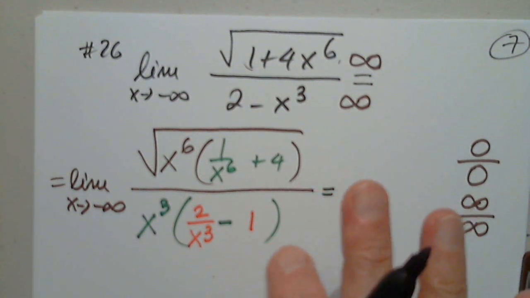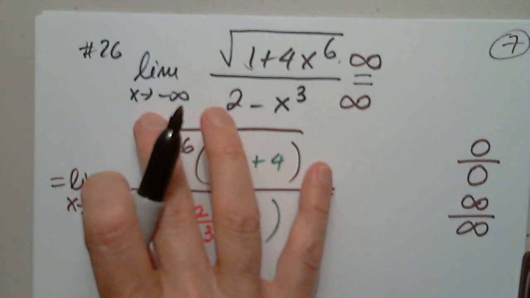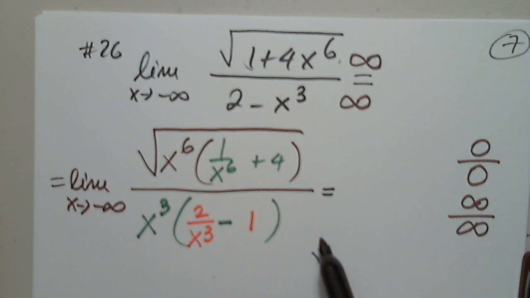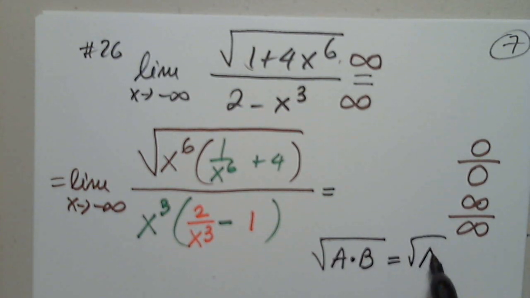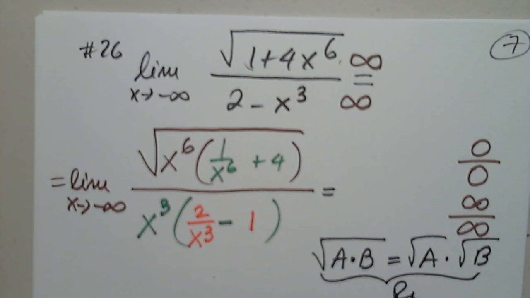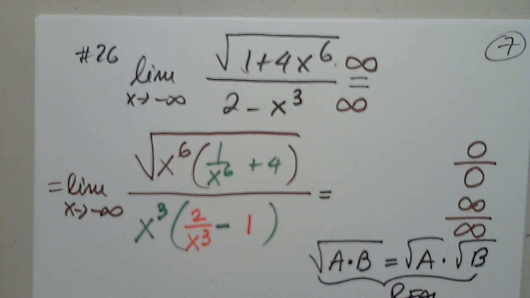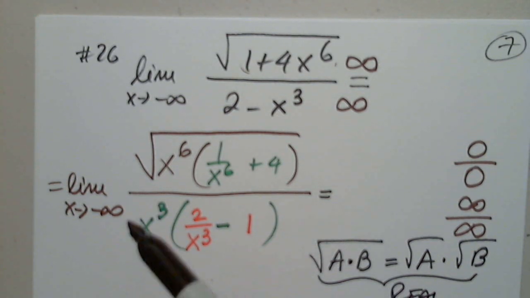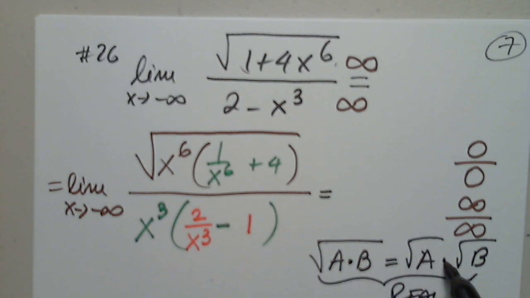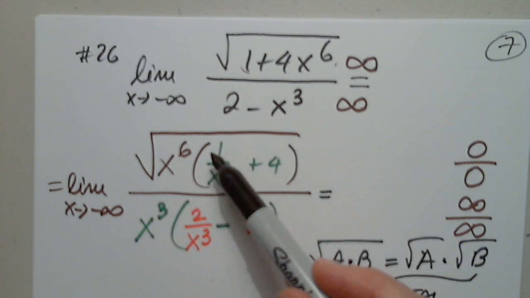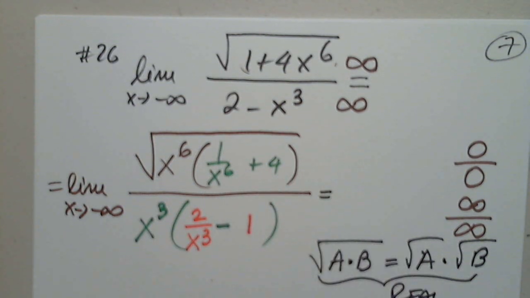Okay. Now, this is the key. At this point, this is the key. Remember the square root of a product. The square root of a multiplied by b is the square root of a times the square root of b, assuming everything is real. Otherwise, the property is not applicable. But we assume everything is real. So I have to write the square root of x to the sixth times the square root of 1 over x to the sixth plus 4. That's our next step. This is very important.